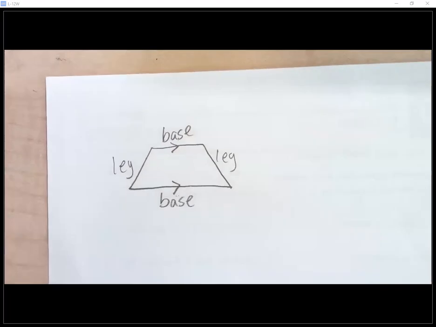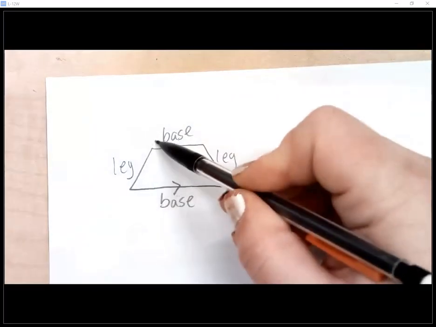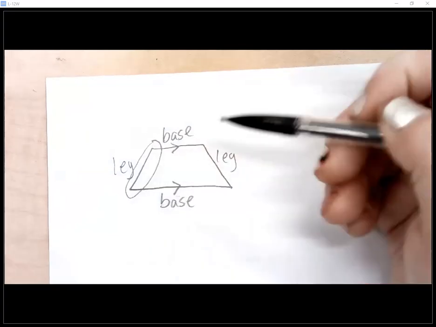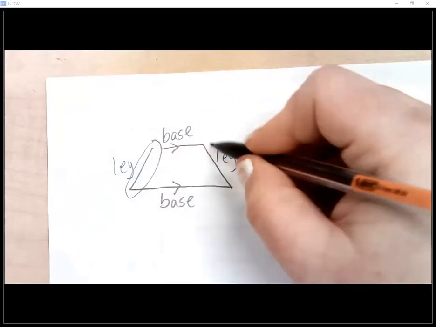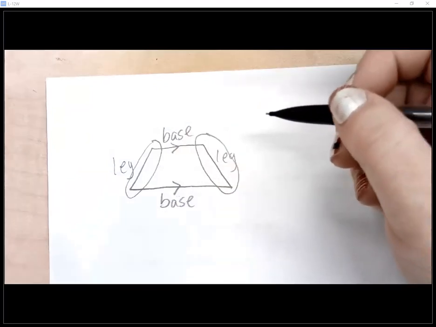And then the really cool thing in any trapezoid is that if you take along the leg, these two angles, they're always going to add to 180. Same thing over here. These two will always add to 180. So that's kind of a big deal.